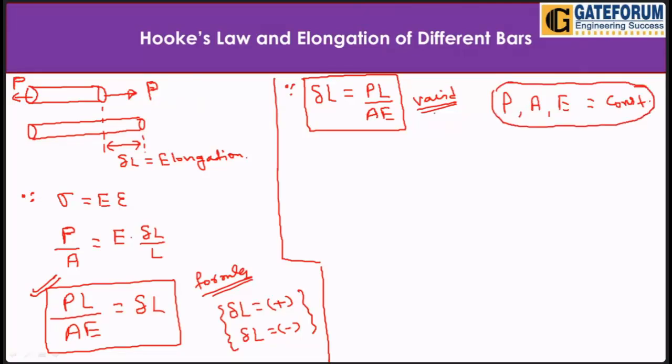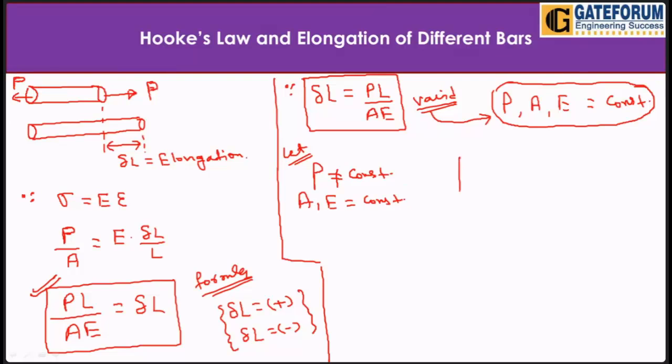This formula is valid only when the load, the cross-section area, and Young's modulus are all constant. I'm not saying should, they must be constant. Suppose any one of them changes. Let's say P is not constant, but area and Young's modulus are constant. These two are constant, but load is not constant.